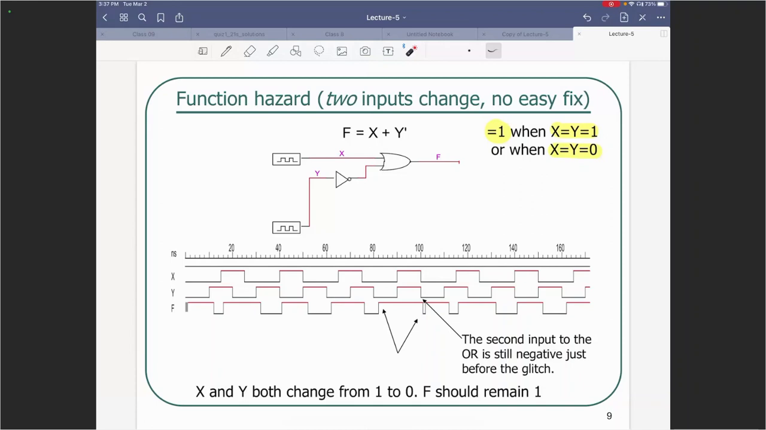Because the constraints for it to be dynamic is stringent, right? Only one variable can change.